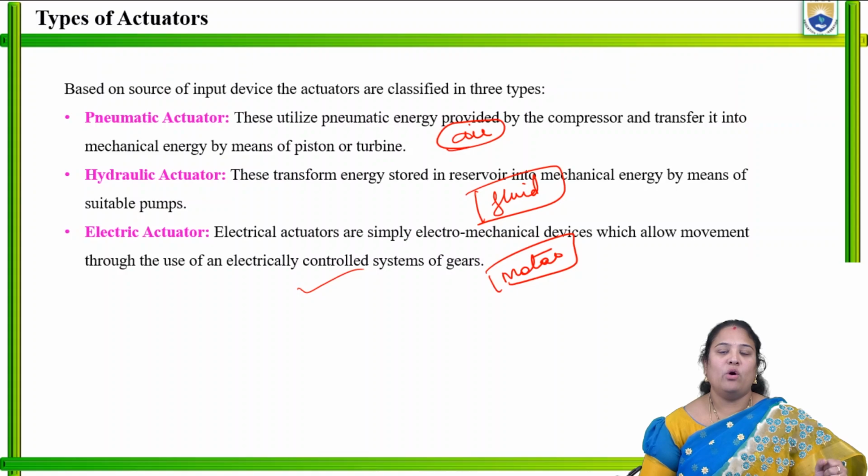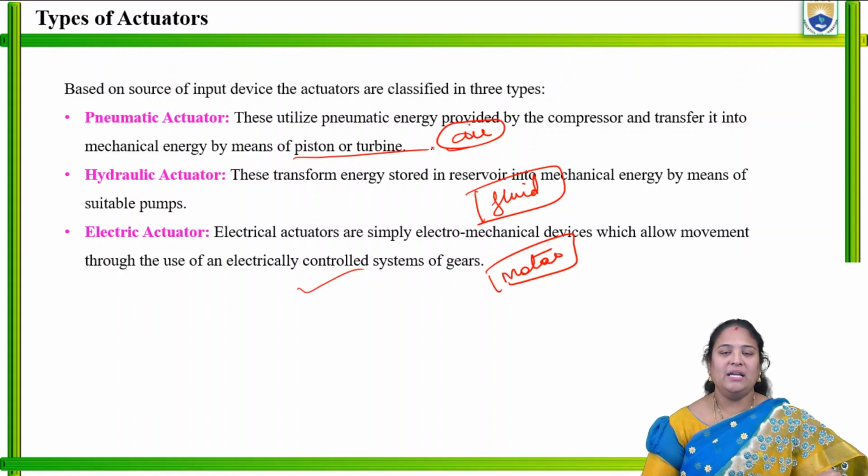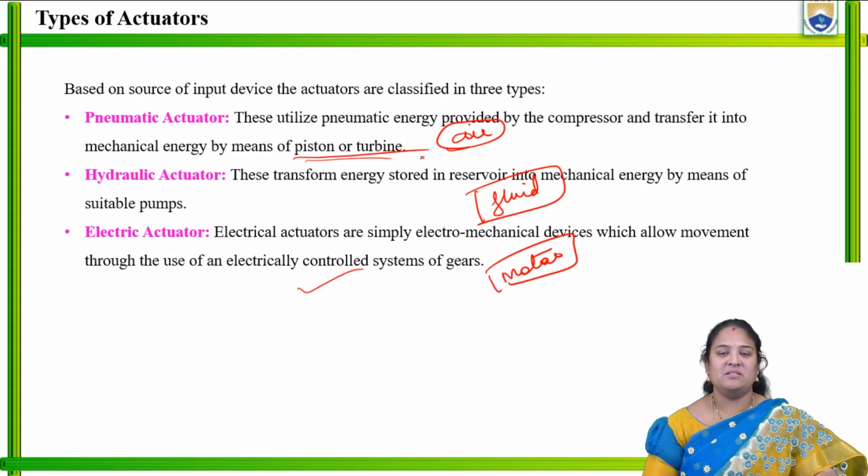That is, in order to utilize the pneumatic energy, which is used to provide the compression, and transfer it into mechanical energy by means of the piston, as I've told you, right? The energy is getting transformed into mechanical energy with the help of the compression of the piston, with the help of the piston movement being done in the robot manipulator, right?